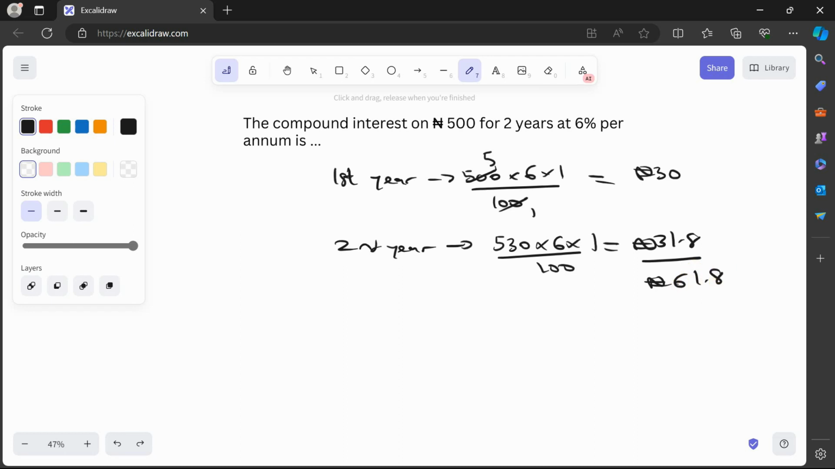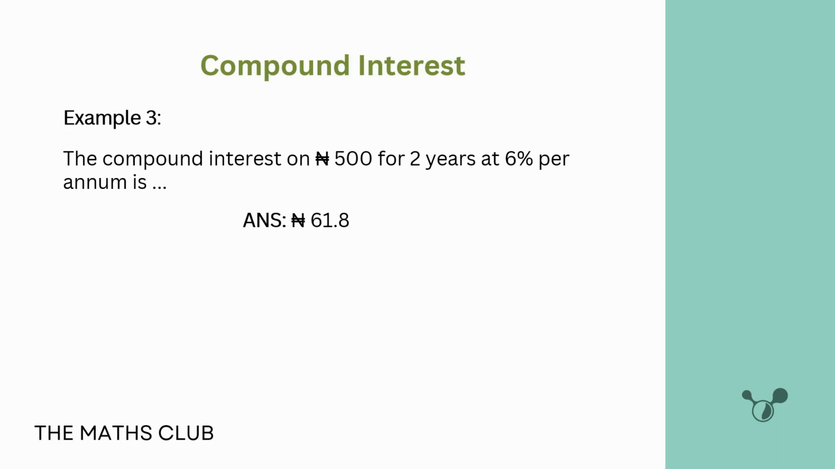Simple and short. You can see that I used the formula for simple interest for each of the individual years, just that the principal was already inclusive of the interest that had already grown. If I was to do it for the third year, the principal would be 500 plus 61.8. That would be the principal for the third year, and so on and so forth. So that is the 61.8.